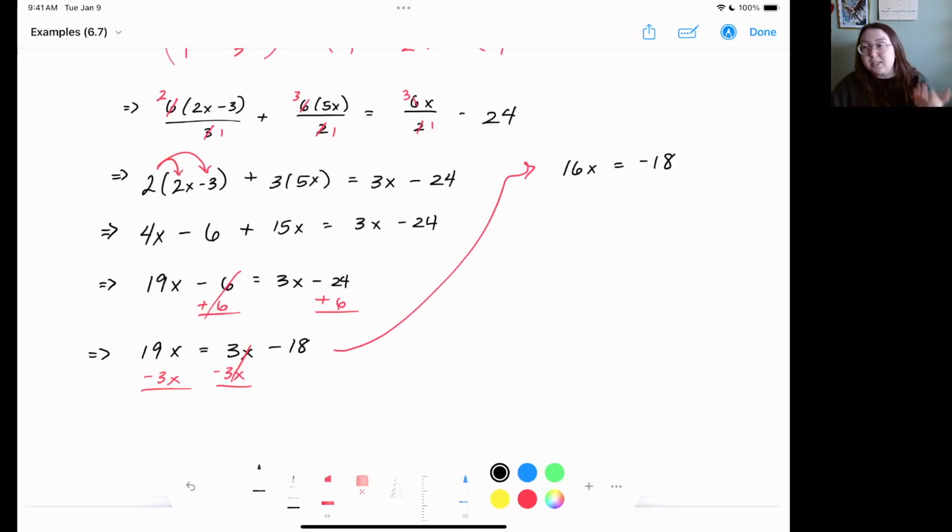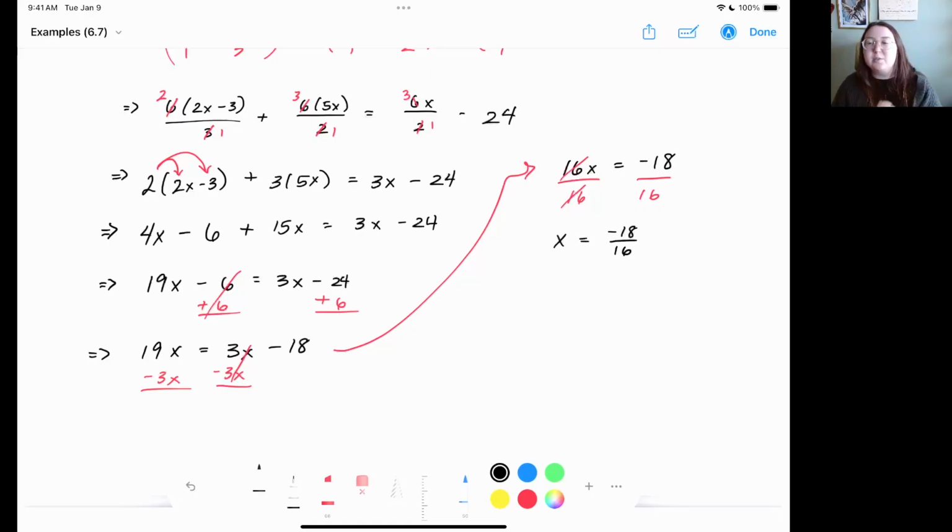So step 3, to combine any like terms on each side now. There's no need to. So moving on to step 4, we will solve for x by multiplying or dividing our coefficient in front of x out, so we get x by itself. We'll divide both sides by 16, canceling it on the left, and we'll get x is equal to negative 18 over 16.